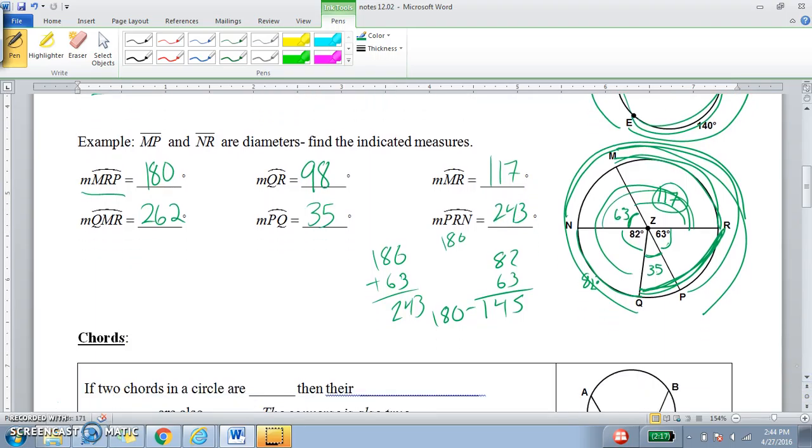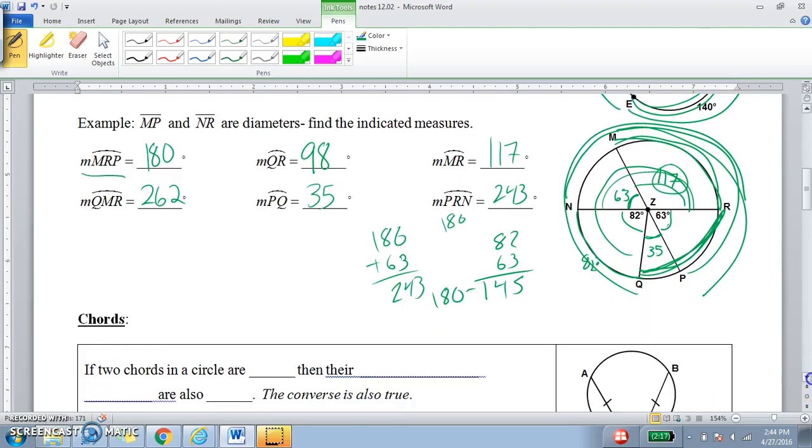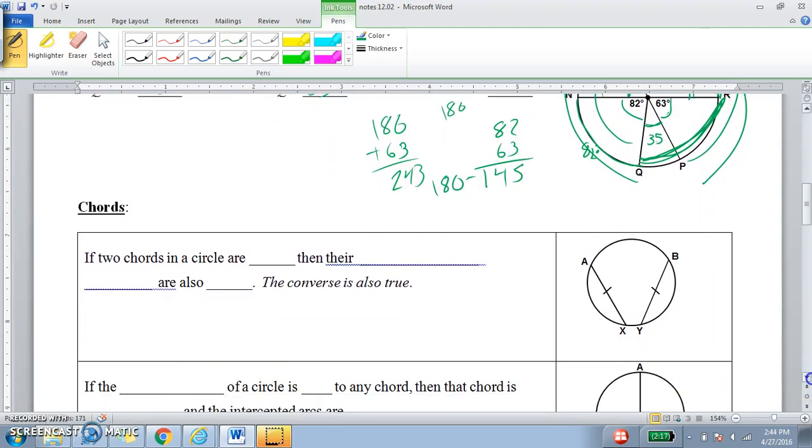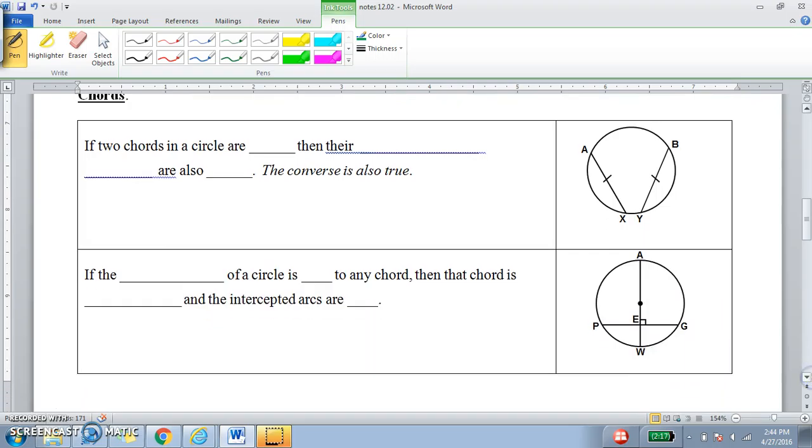All right, so all of that's pretty simple, just finding your angles and adding up the arcs to figure out the measures of the arcs. Now we've got some theorems that deal with chords and arcs. All right, so the first one is this diagram right here. It says if 2 chords in a circle are congruent, we know they're congruent because we've got these tick marks on them. Okay, so these 2 chords, AX and BY, are congruent.